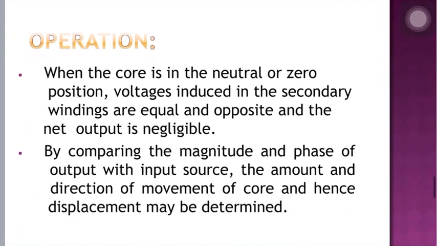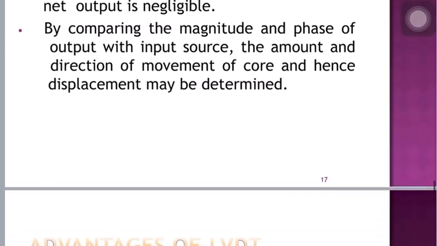Operation: when the core is in the neutral or zero position, voltages induced in the secondary windings are equal and opposite, and the net output is negligible. By comparing the magnitude and phase of the output with the input source, the amount and direction of movement of the core, and hence the displacement, may be determined.